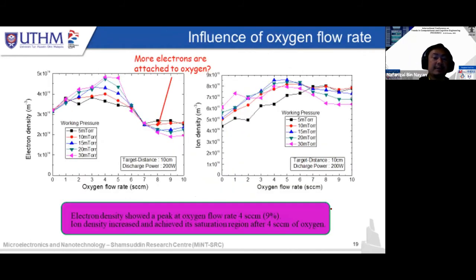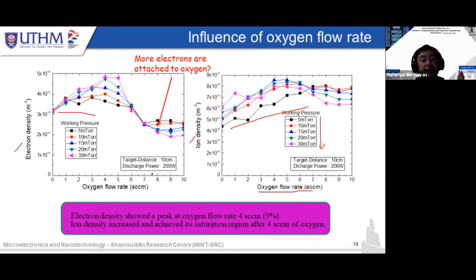In fact, we did investigate using a Langmuir probe, where we captured the electron density and the ion density. This is how we can see the trend or pattern when we increase the oxygen flow rate and when we increase the gas pressure inside the chamber. We can see the pattern of the ion density and of the electron density here. For example, it is interesting that the electron density increases in the first part of the oxygen flow rate, in the range of 0 to about 5 SCCM.